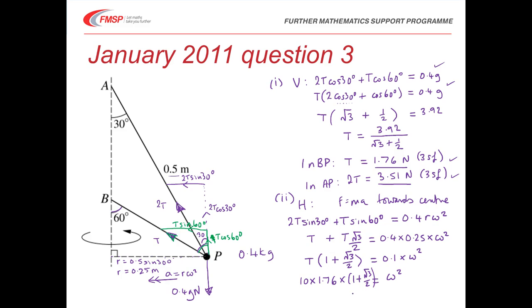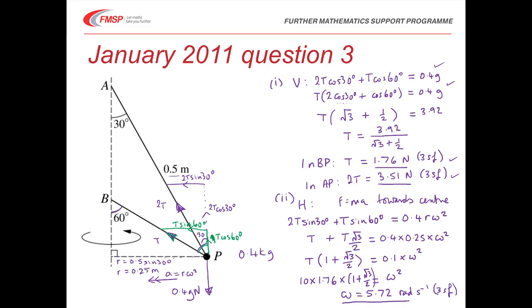Well, working all that out and square rooting it, I ended up with omega equals 5.72. And the units for that are radians per second. That was my answer to 3 significant figures.